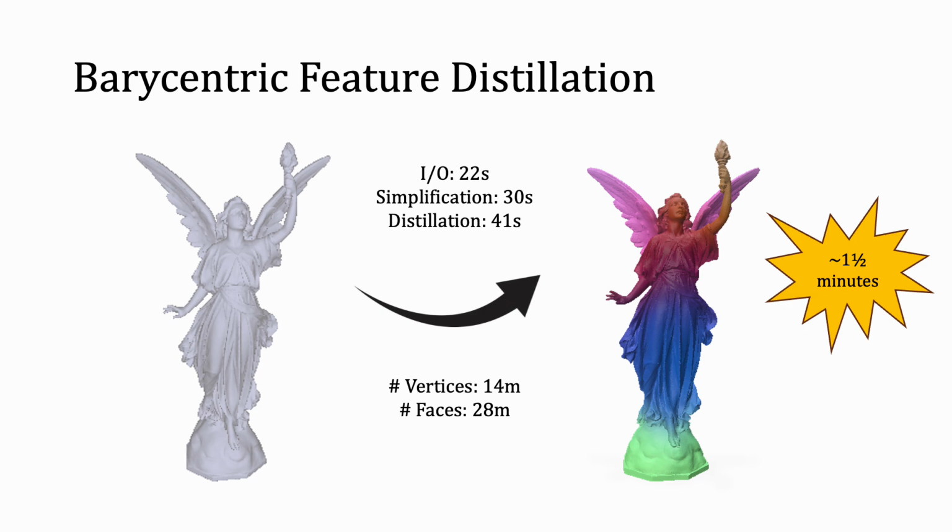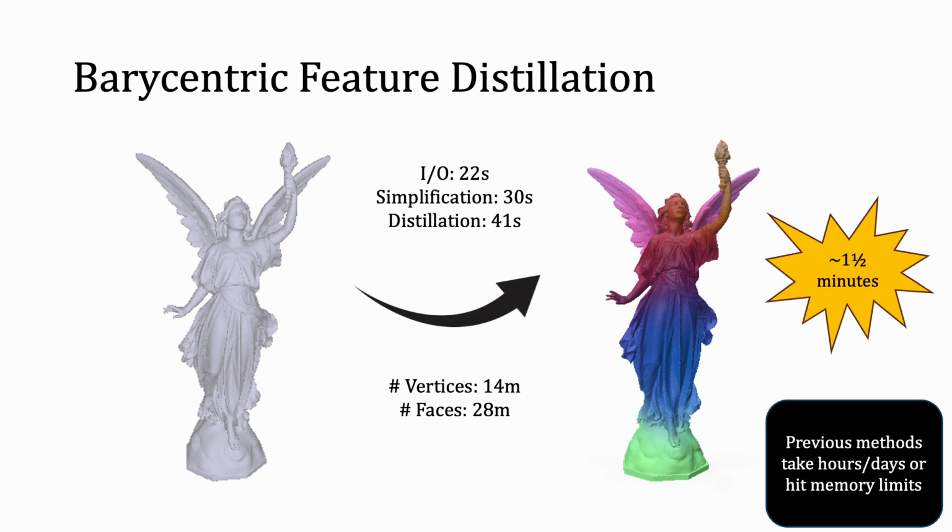So practically speaking, this makes barycentric feature distillation highly robust to mesh resolution. We can consistently distill shapes with tens of millions of elements in under 2 minutes, whereas previous methods would take hours to days, or more likely simply hit memory limits and fail.